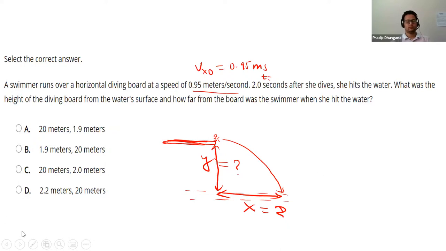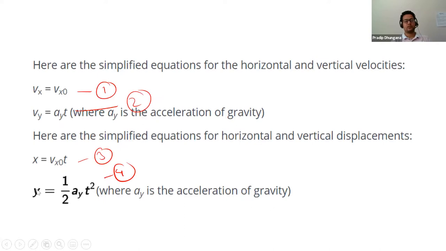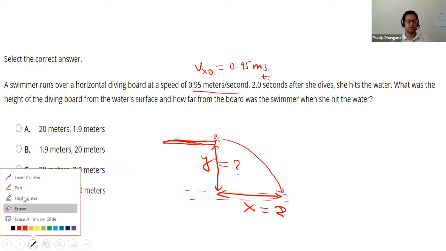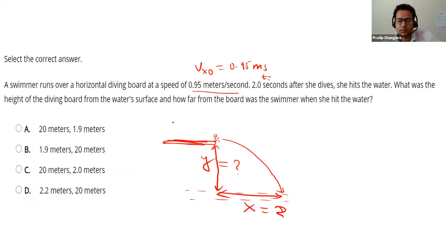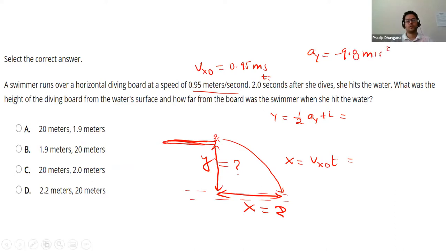Let's go back. Vertical displacement y is 1 over 2 ay times t square. Horizontal displacement x is Vx0 times t. Let me write those two equations first. Y is 1 over 2 ay times t square. X is Vx0 times t. Use those two equations, and ay is always negative 9.8 meter per second square, that is the acceleration of gravity. You have all the information, so you should be able to calculate the vertical displacement and horizontal displacement.